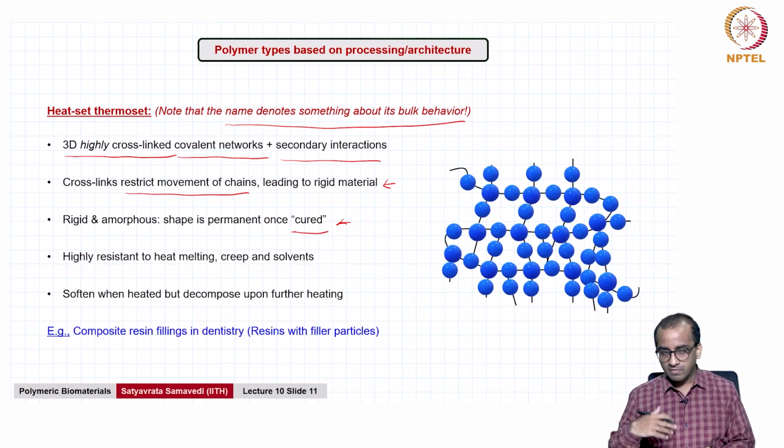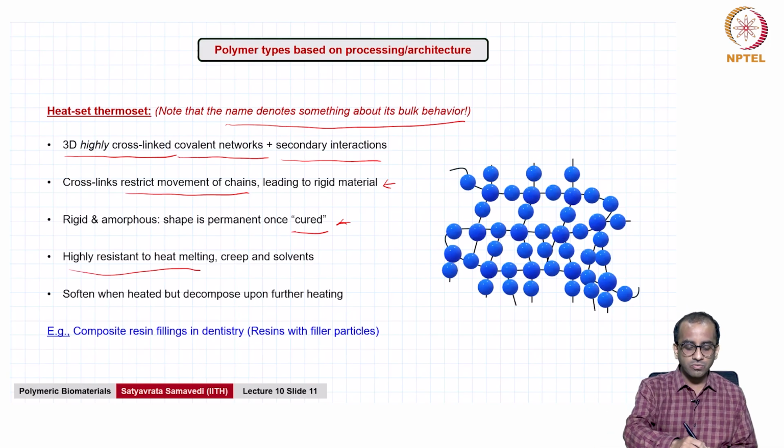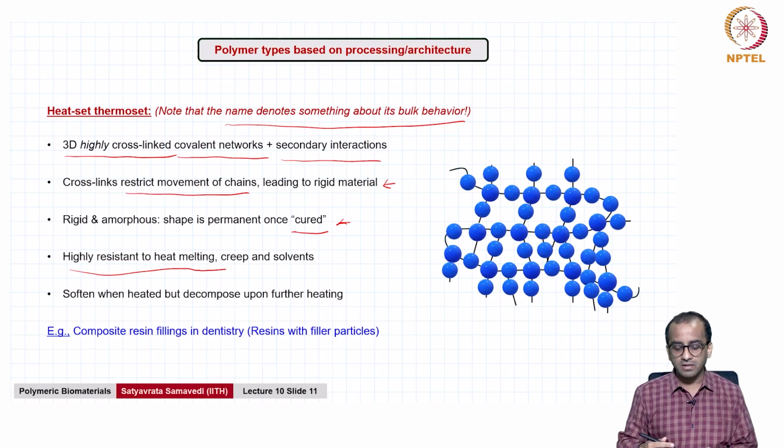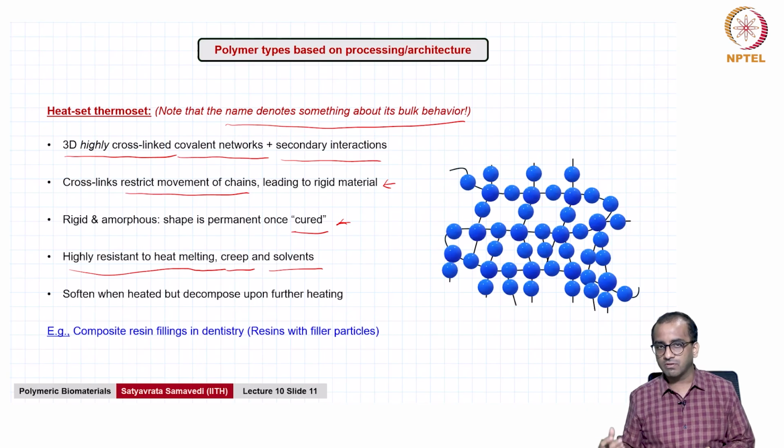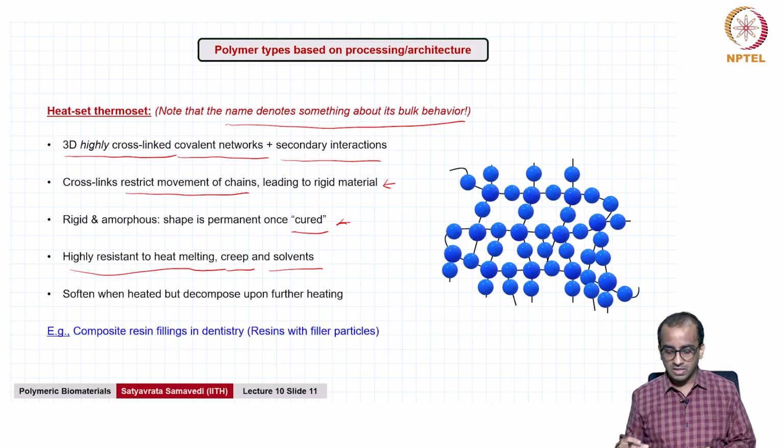And very much unlike thermoplastics, because of the presence of these extensive cross-links, they are highly resistant to heat or melting, creep and solvents. They cannot easily be dissolved by solvents. They are not subject to creep as much as thermoplastics, for example, and they are very resistant to heating as well. Thermosets don't have extensive biomedical applications. They are used in very specialized applications. They are limited but nevertheless used.